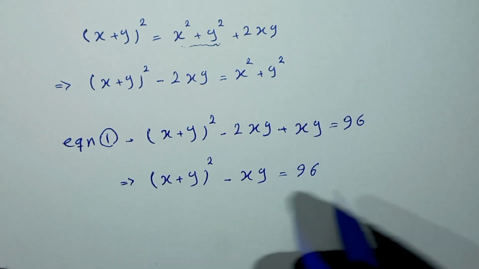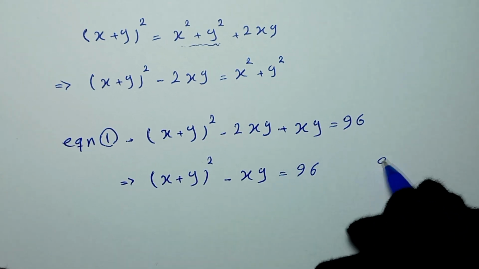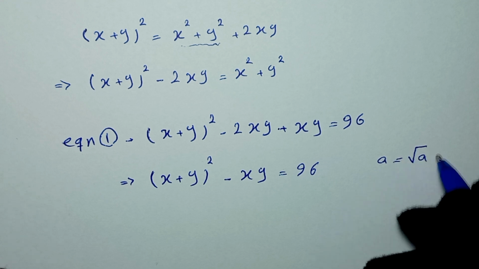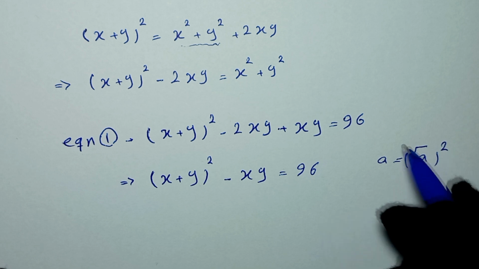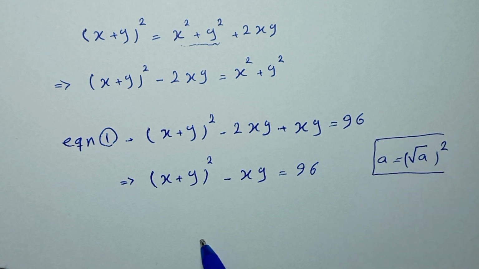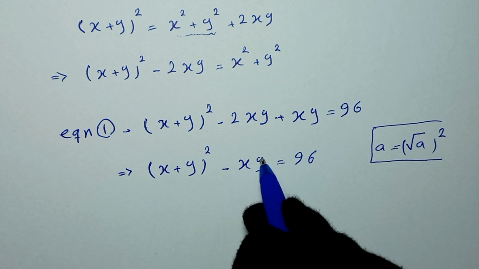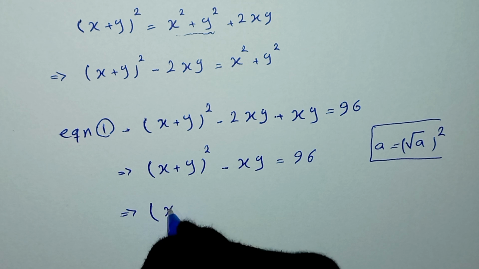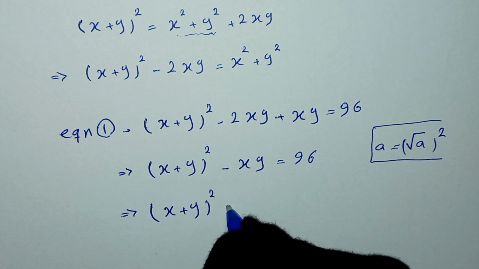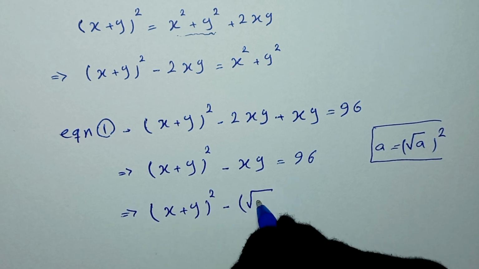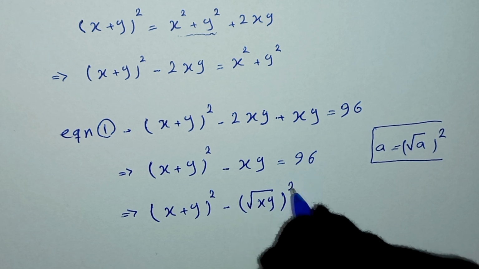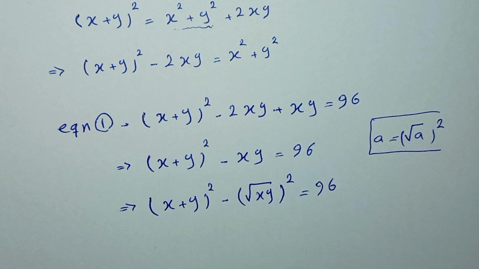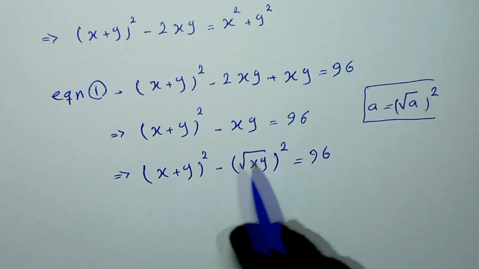And in here, if we have a, we can write this as the square root of a to the power of 2, right? So in here we have xy, so we can write this as the square root of xy to the power of 2. So it will be (x plus y) to the power of 2 minus, in here, the square root of xy to the power of 2, is equal to 96. And here we have a subtraction of squares.